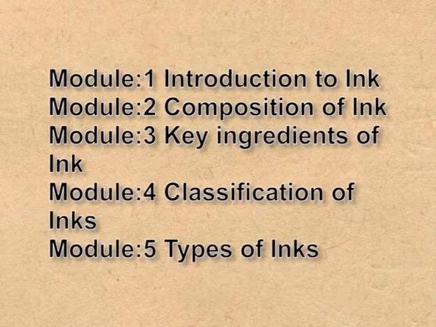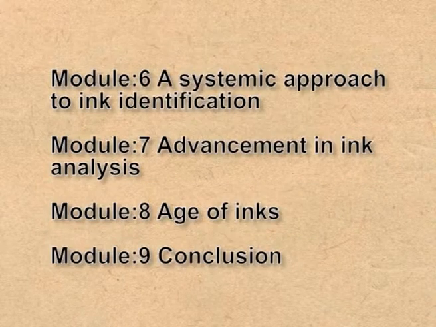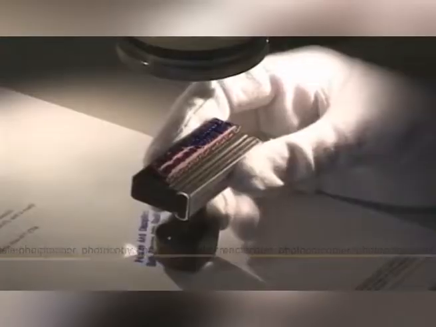By studying age of inks and conclusion, let us have a look at the modules which we will be studying today. Module 1 is regarding introduction to ink, Module 2 is regarding composition of ink, Module 3 is key ingredients of ink, Module 4 classification of inks, Module 5 types of inks, Module 6 a systemic approach to ink identification, Module 7 is regarding advancement in ink analysis, Module 8 is regarding age of inks, and the last module, that is the Module 9, is regarding conclusion.